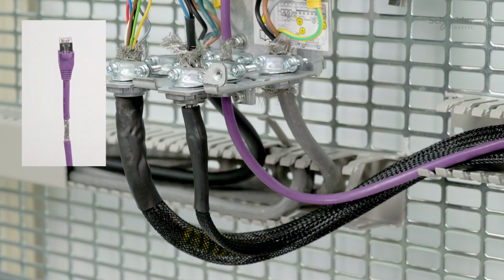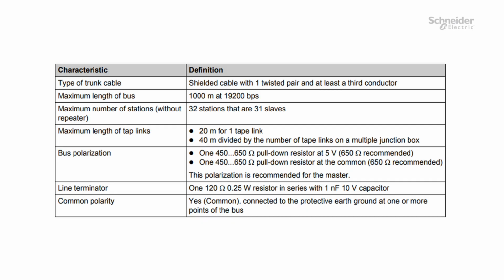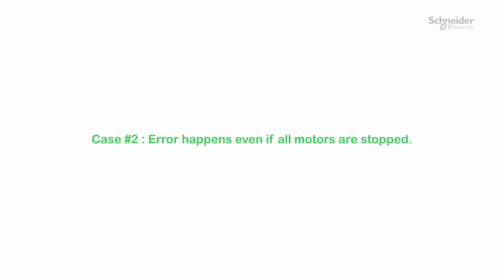The shielding of the field bus cable must be connected to the EMC plate of the product and to the PLC. There may be additional cabling rules according to the field bus used. For example, using the Profibus, CanOpen, or Modbus, you must check the line terminator, the length of the bus, and the number of the slaves. For more information, please refer to the guide for each module on www.se.com.